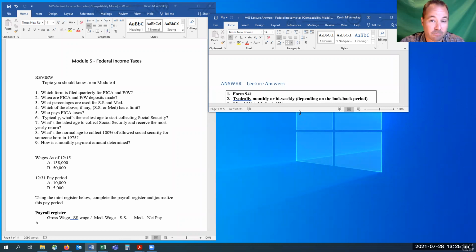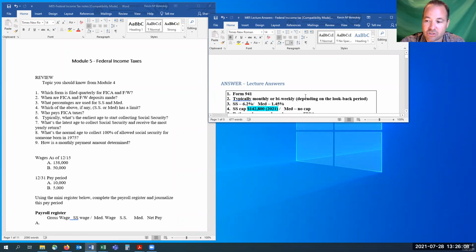Definitely got to have memorized the percentages for Social Security and Medicare. We got 6.2 for Social Security and 1.45 for Medicare. It's Social Security that has the cap. And for our class session, it is $142,800. Who pays the FICA taxes? Remember, that is both employee and the employer.